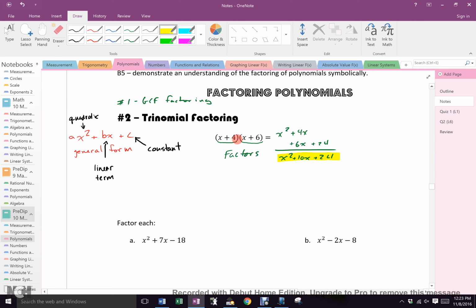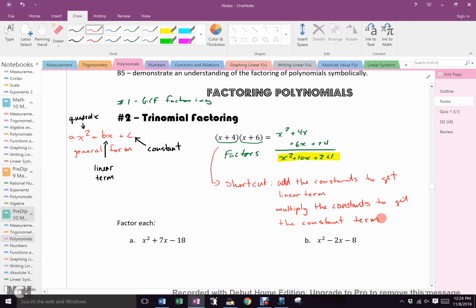So, if you were going to expand this, what's the shortcut? It's add the constants to get what term? The linear term, because you guys hadn't heard these words till right now. Add the constants to get the linear term, and then what? Multiply the constants. You multiply the constants to get the constant term. So, what does that tell you?